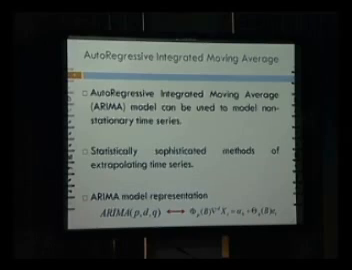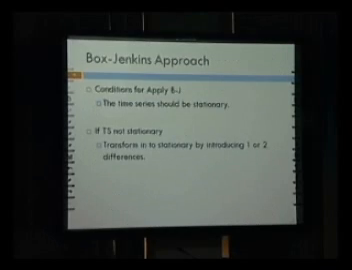This ARIMA model can be represented mathematically by ARIMA(p, d, q). p, d, q are the parameters, and φ(B) represents the AR model. Then ∇^d is the difference or the integrated part. Then θ(B) is the moving average part. As I told you earlier, this ARIMA model can be used to model non-stationary time series data.